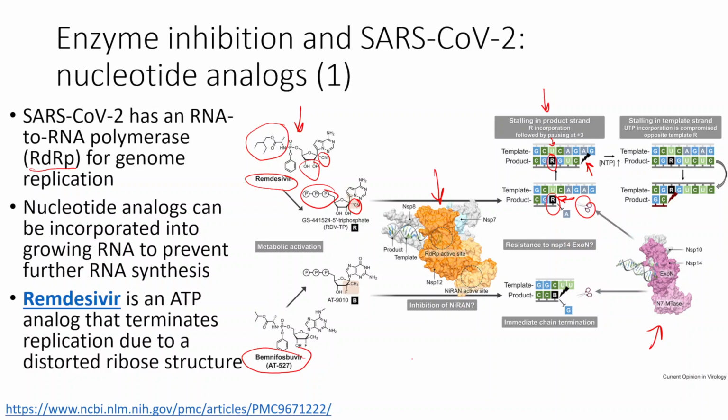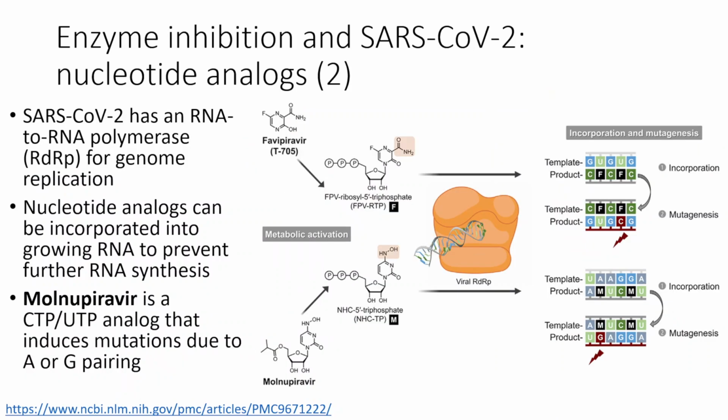So that's remdesivir. There's another nucleotide analog that was also developed for COVID-19 called molnupiravir. This one looks more like CTP or UTP, and this one's a little bit different. Instead of causing a chain termination where the RDRP gets blocked and it just stops, molnupiravir will actually encourage mutations. This little diagram sort of shows how that works.